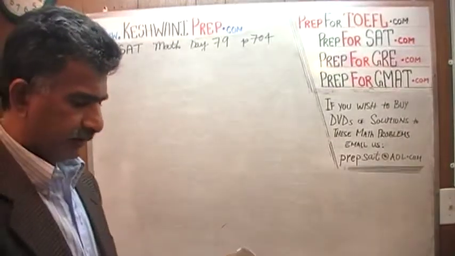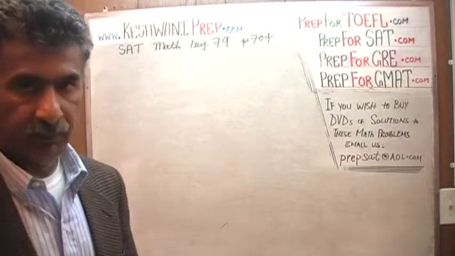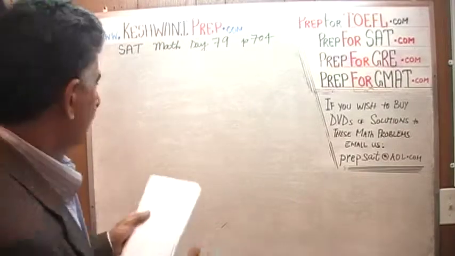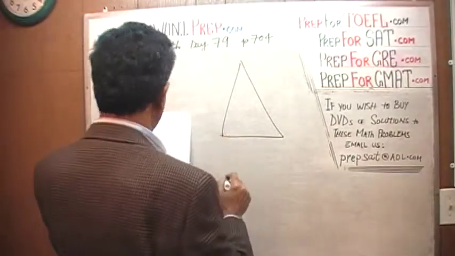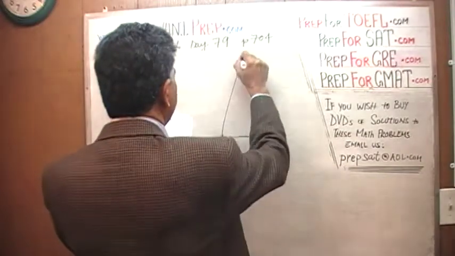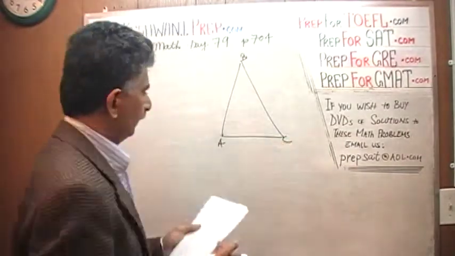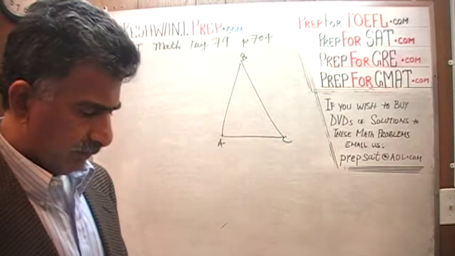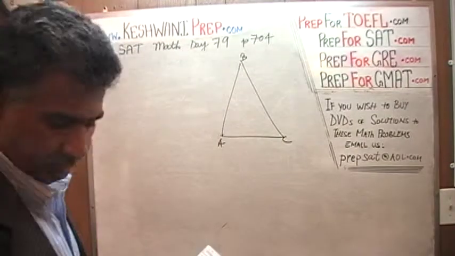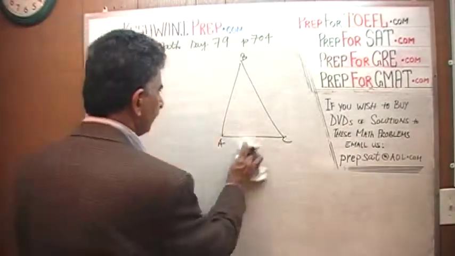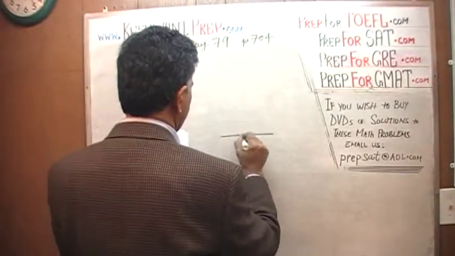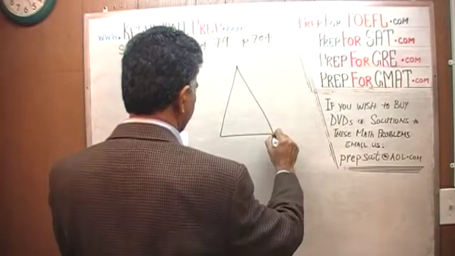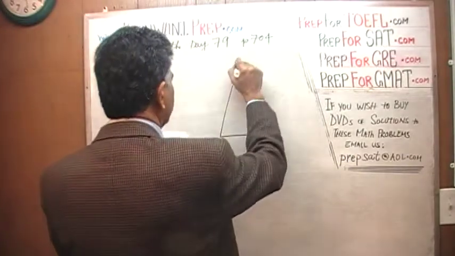Number 18 is a hard question. They have classified it as a hard question, and we have a triangle here. Let's see what it does. A, B, and C. We are told that AB equals BC. AB does not look like it equals BC. I'm going to redraw it. AB equals BC. Alright.